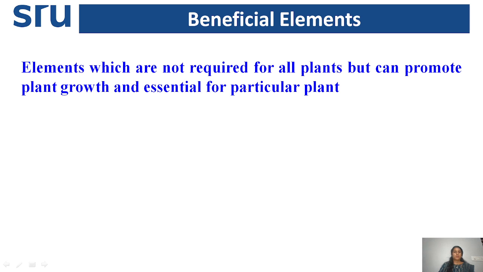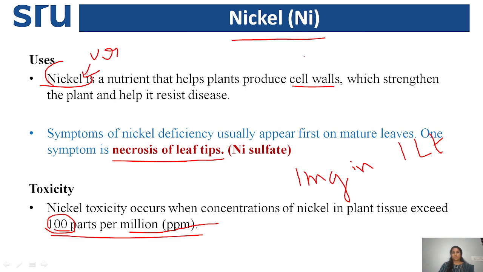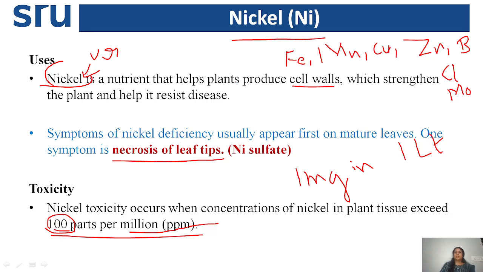I hope you now know about these micronutrients. We discussed 8 micronutrients: iron, manganese, copper, zinc, nickel, and another one is boron, chlorine, and molybdenum. All these are micronutrients. We have 8 micronutrients, which follow the essential criteria of Arnon and Stout.